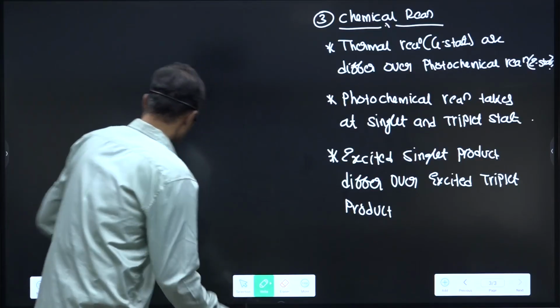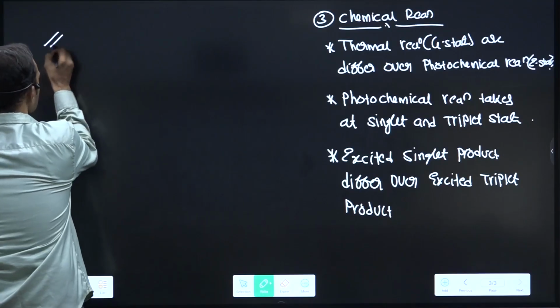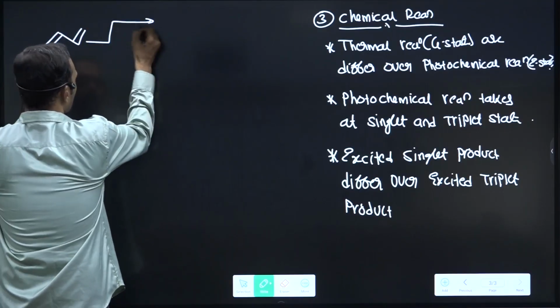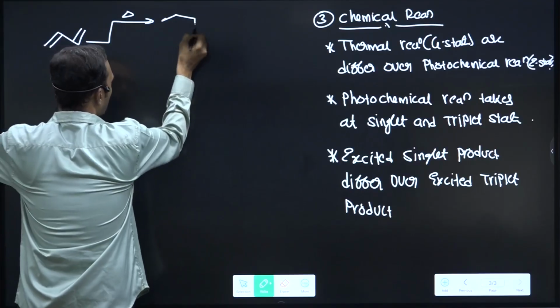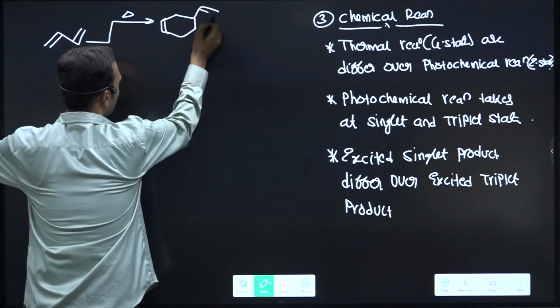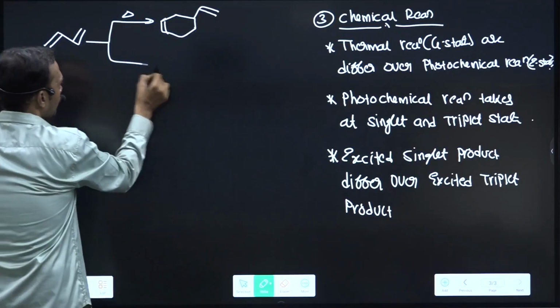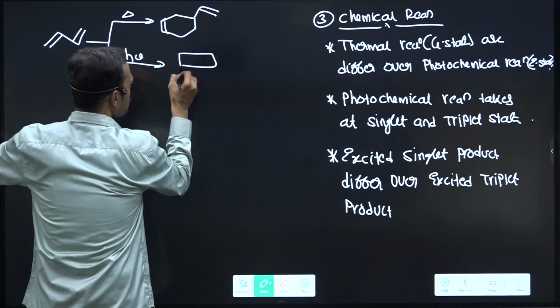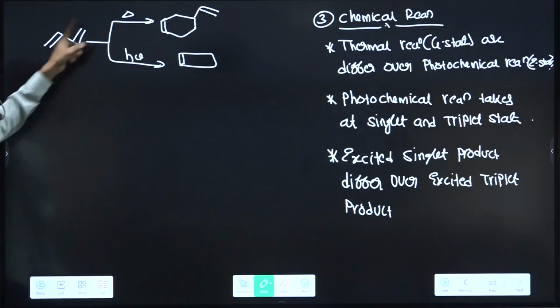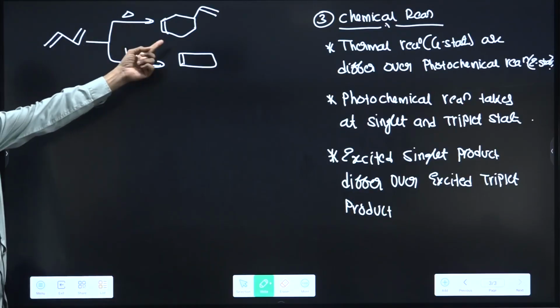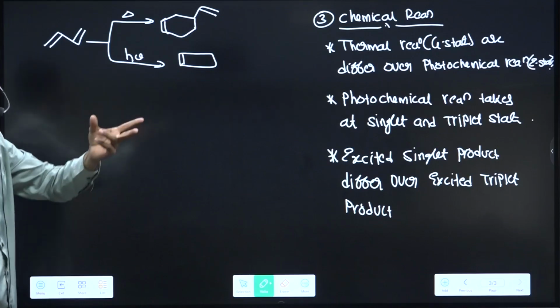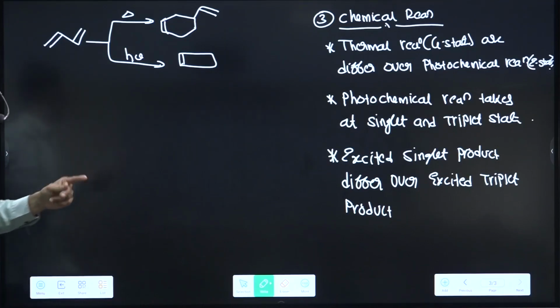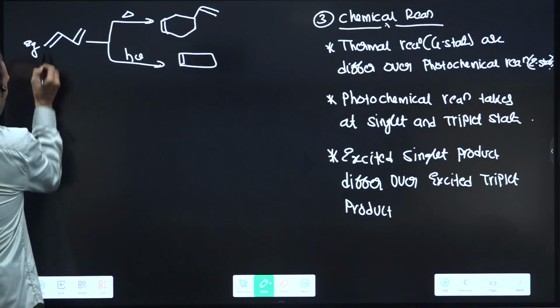The best example for this case is, see, when I take any diene, see, this is a diene. Thermally a dimerization reaction is possible. This is a diene dimerization reaction, thermal. Now photochemically a different reaction is possible. Thermally one product, photochemically another product. Photochemically two products are expected from the same molecule.